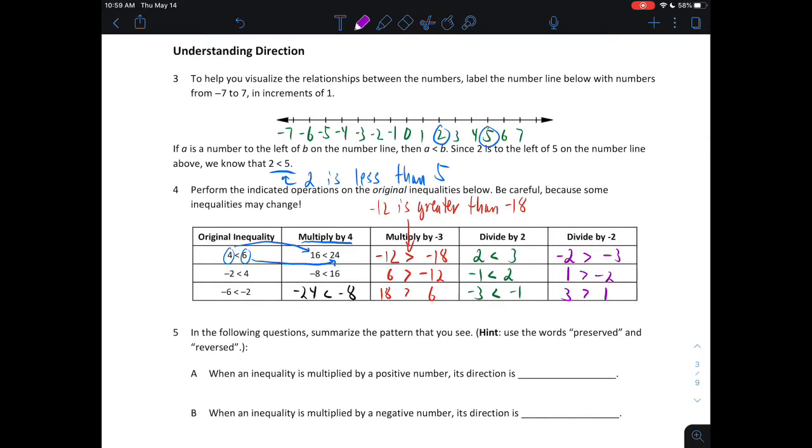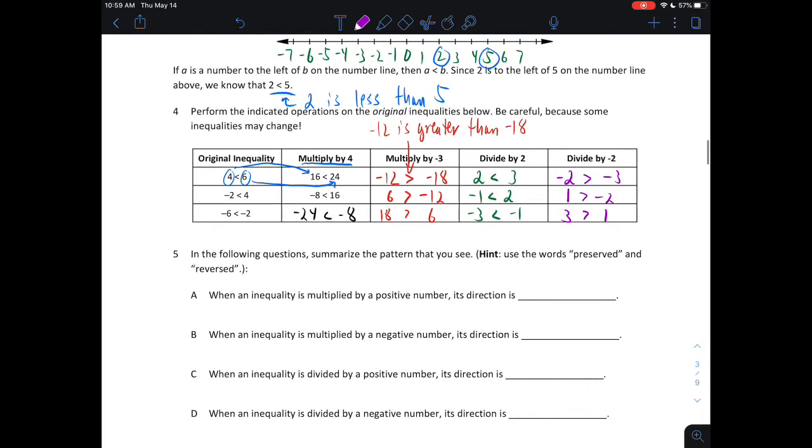So now in number 5, we are going to summarize the pattern that we just observed in the table. And what I want us to focus on is, when did the inequality change? And when did the inequality stay the same as what it was in the original inequality? They say, hint, use the words preserved and reversed. Preserved means that things stayed the same. Reversed means that they had changed to the opposite.